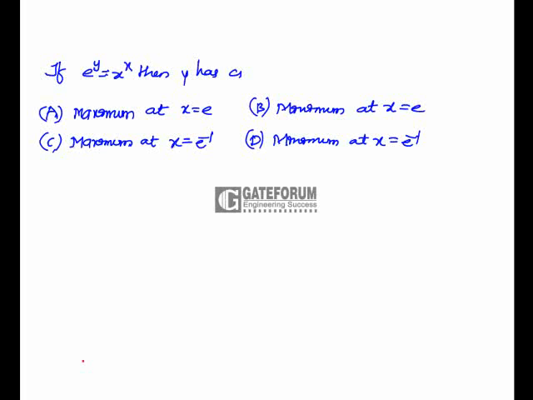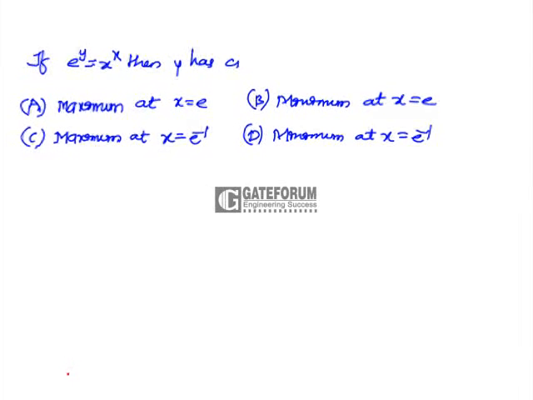e power y is equal to x power x. We have to find whether it has a maximum or minimum value. Okay, let us see now. e power y is equal to x power x. This is the function given.